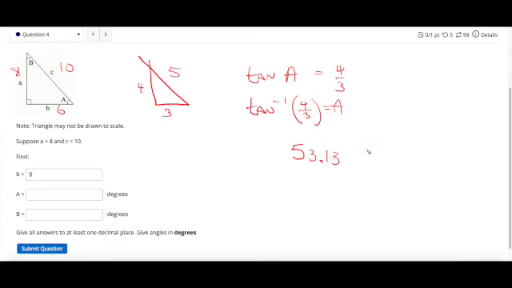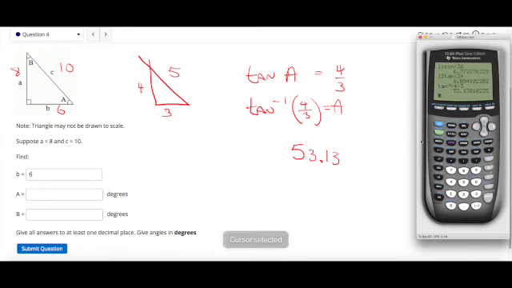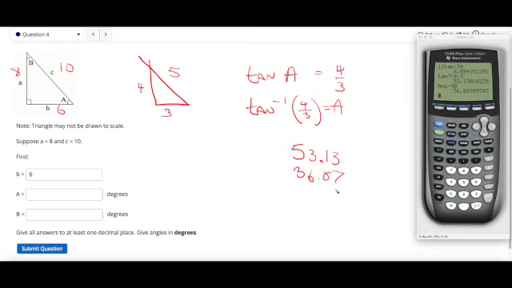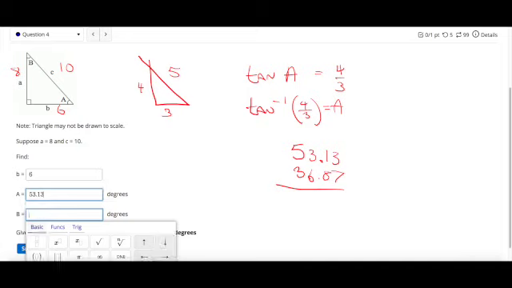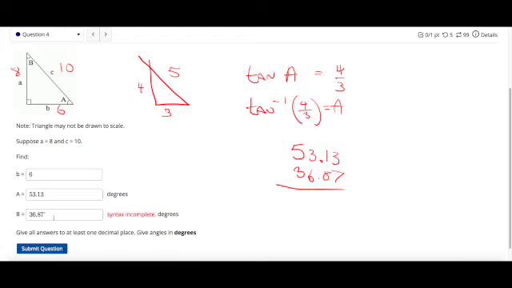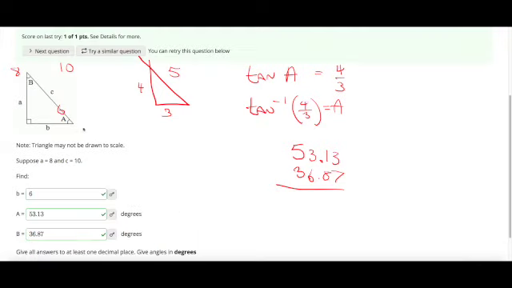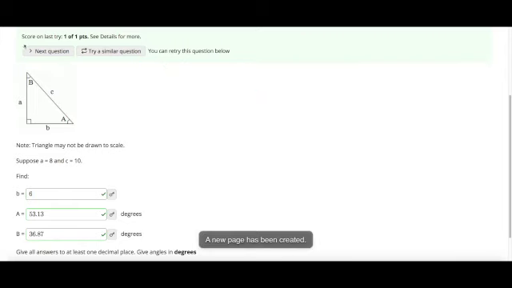Then I'm going to subtract 90 from that to figure out the complement, which is the other angle: 36.87. Rounding off correctly, this becomes a 0, this becomes a 9. So that's correct. A is now 53.13 degrees and B is 36.87 degrees. That should be it. There we go, we got that right. I think you'll agree these are easy.